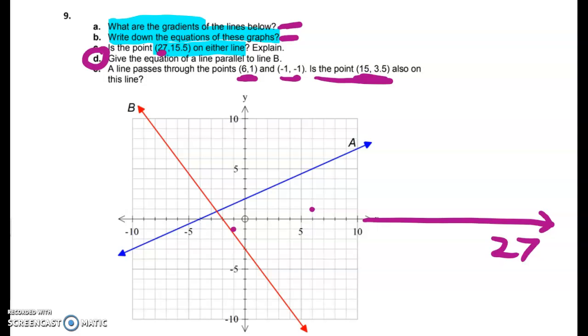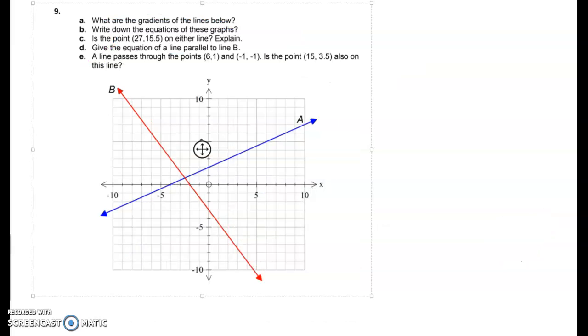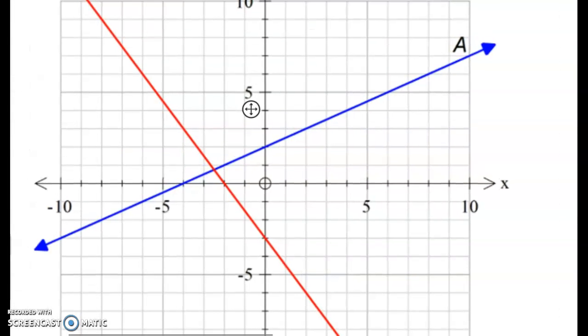How do I find the gradients of these lines? Well, we look for a couple of blobby points. So for line A, the blobby points that I'm going to use are this one here and this one here. And I'm going to draw on my triangle. I'm going out 2 and I'm going up 1. So the gradient is going to be the change in y, 1, over the change in x, 2. I can't simplify that anymore.